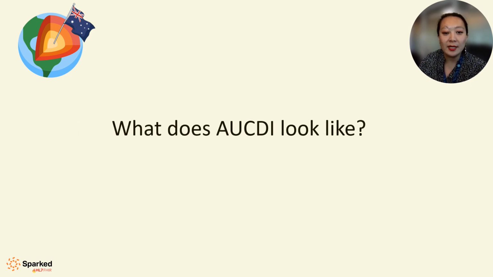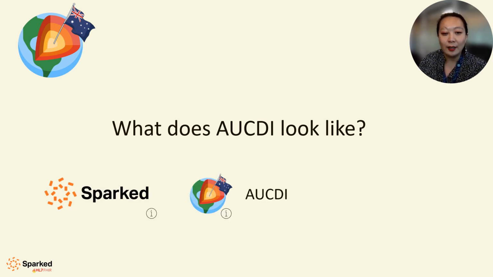AUCDI is currently represented as a document on the SPARK website. It contains a range of information about the SPARK FHIR Accelerator, details about the AUCDI, including what it is, how it was developed, its relationship to other standards, and the AUCDI data library itself.